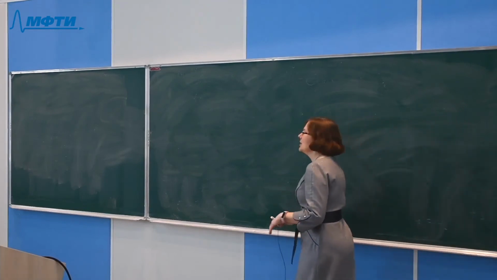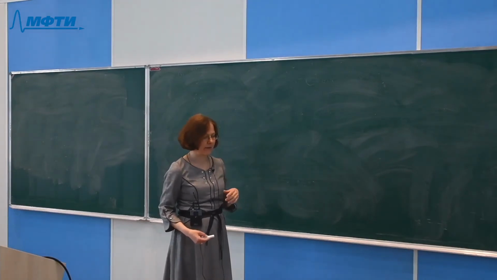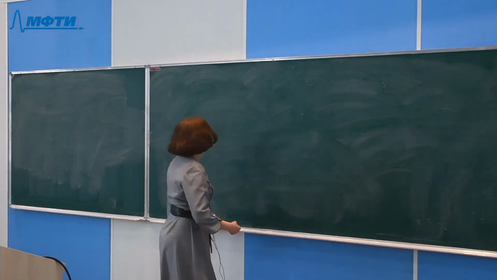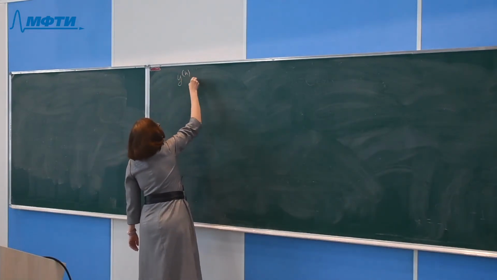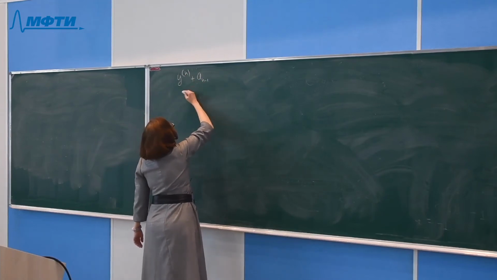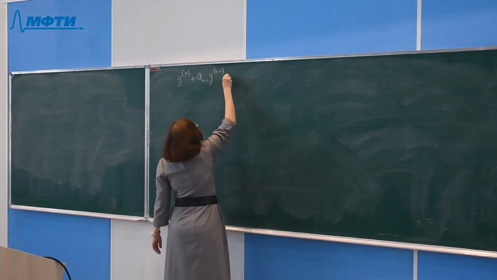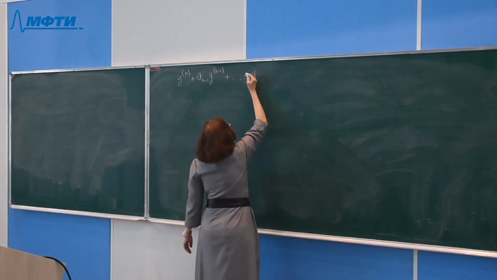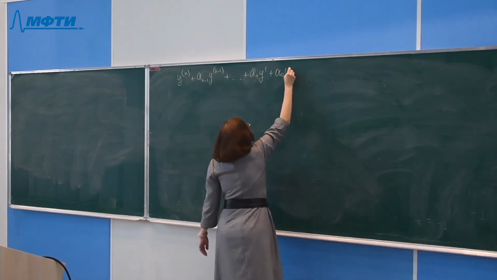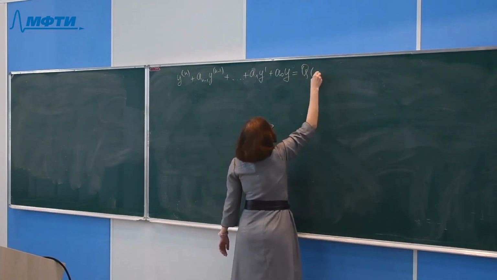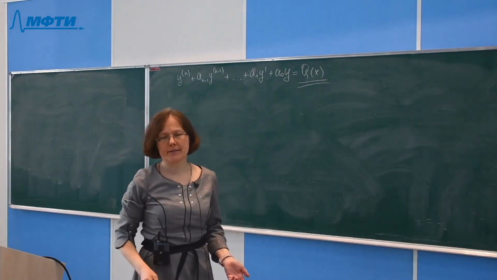Let's continue. First of all, I'm going to discuss the right-hand part of the non-homogeneous linear differential equation. I'd like to recall that it has the form, equals q of x. Now I'd like to discuss the form of the function q of x.